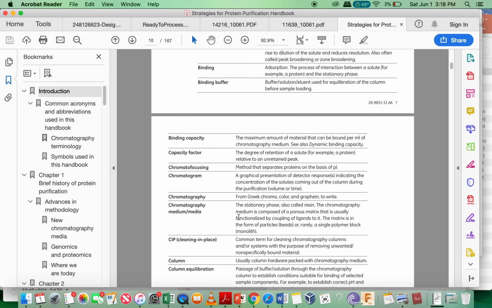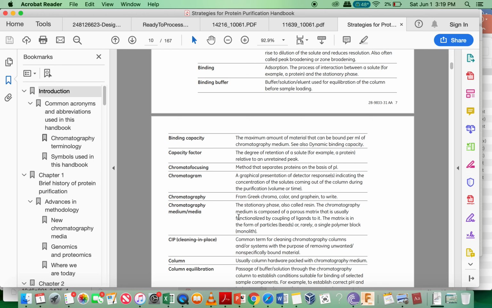The degree of retention of a solute. Chromatofocusing, method that separates proteins on the basis of pI. Chromatogram, a graphical presentation of detector responses indicating the concentration of the solutes coming out of the column during the purification.